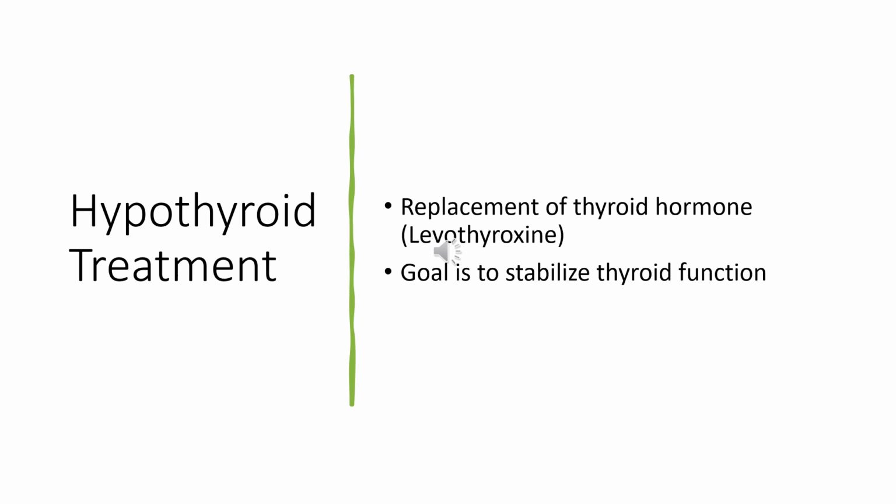Usually it's the levothyroxine. Sometimes you might see them on Armour. That's a natural one, I want to say it's either pig or cow, and they grind up their gland and create it. It's not necessarily the most regular and regulated, but some people like it better than the levothyroxine. So Armour, levothyroxine, you'll see. The goal is to stabilize the thyroid function.